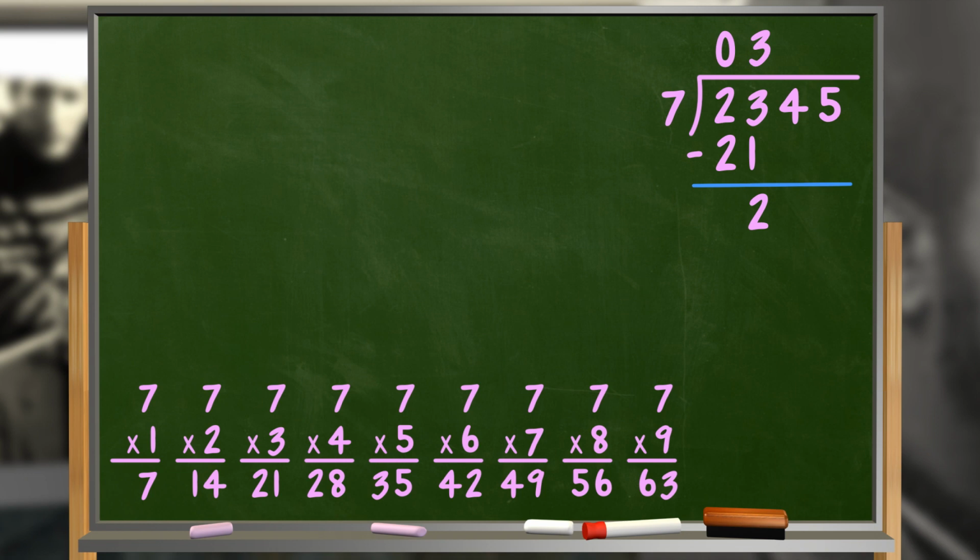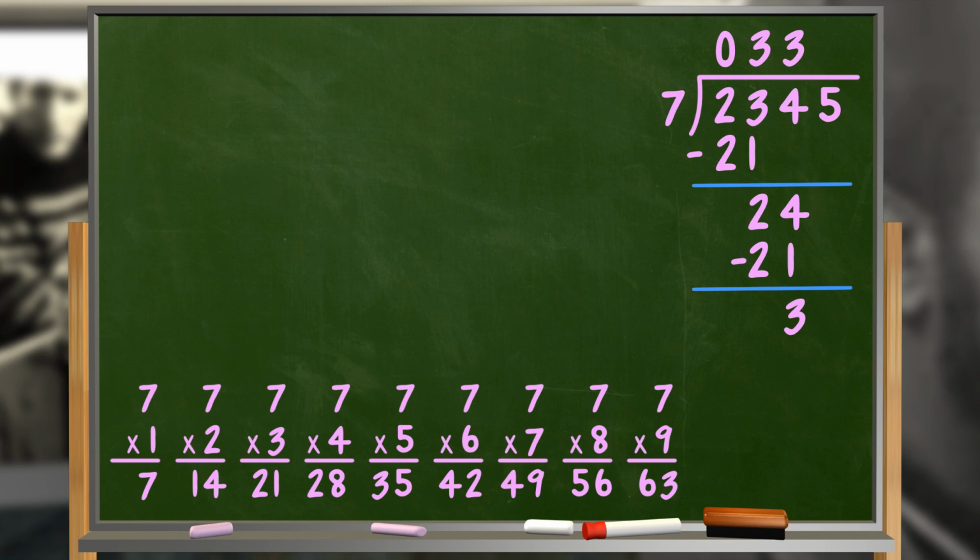Do it over again. Can I divide 7 into 2? No! The answer is no. I need help from the tens place. I bring the 4 down. Now we do the cycle over. Can I divide 7 into 24? Yes! The answer is yes. We already know that 7 times 3 is 21, so we can use that number again. 3 times 7 is 21. 24 minus 21 is 3.